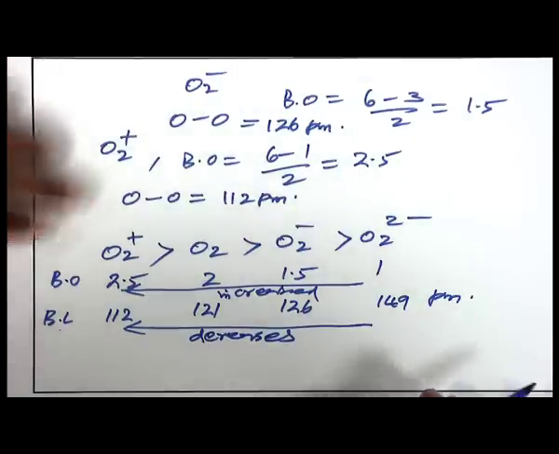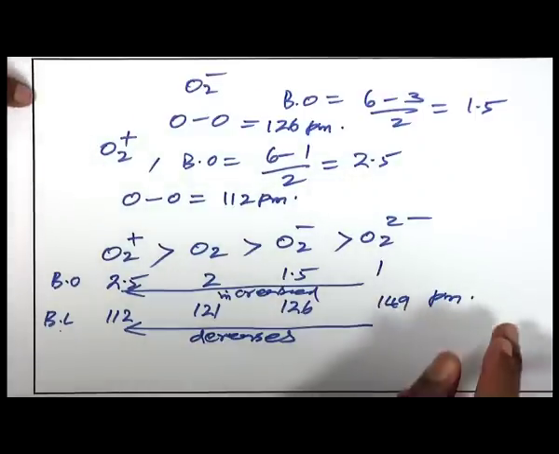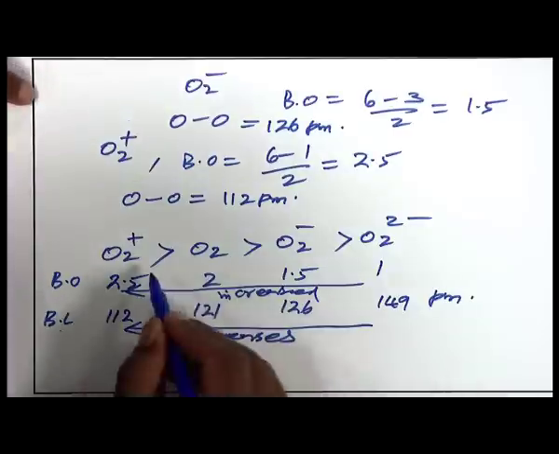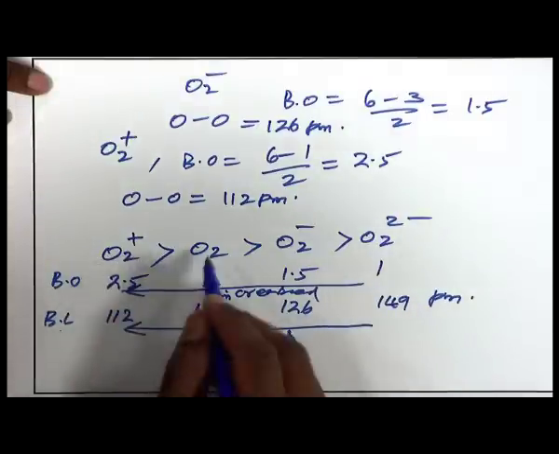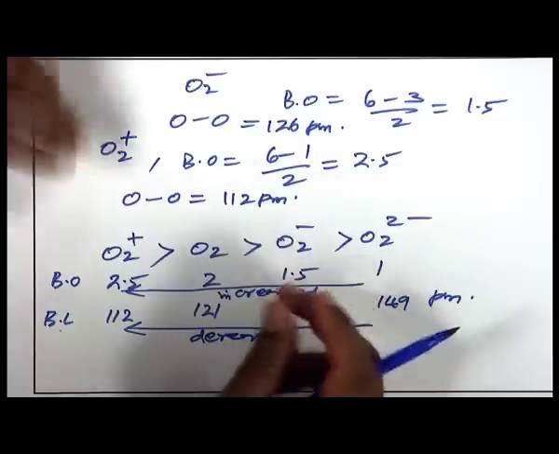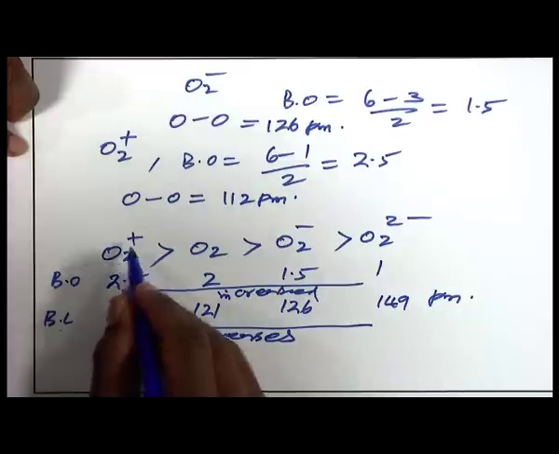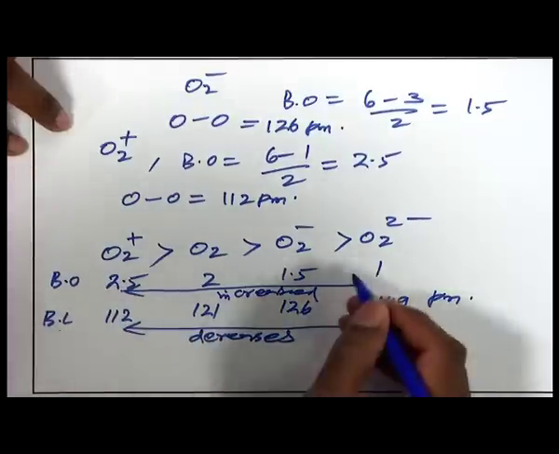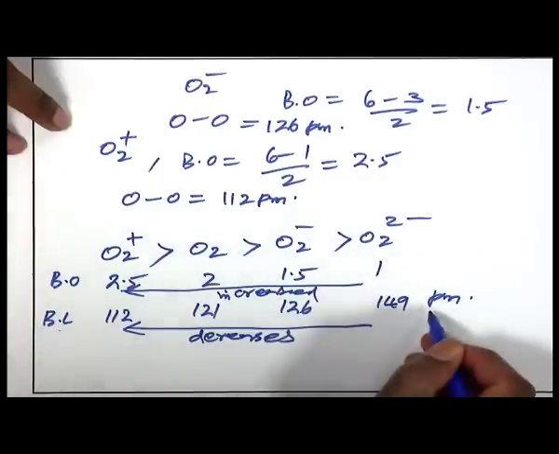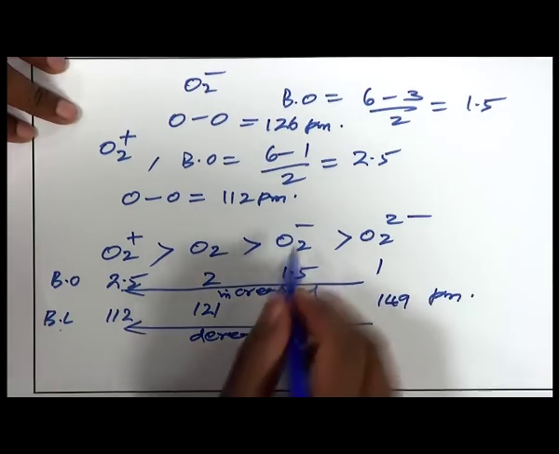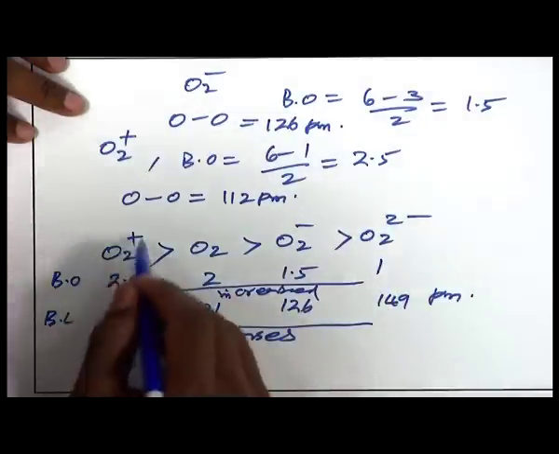So you have to remember that when electrons are added, they go to the highest orbitals. In the case of O2, they go to the antibonding orbital. When electrons are added to the antibonding orbital, bond order decreases. When electrons are removed from O2, it is the highest orbital electrons that are removed. The highest orbital in O2 is the pi star orbital, so when electrons are removed from pi star, the bond order increases. That is why in O2 plus the bond order is 2.5. When electrons are added to the antibonding orbital, bond order decreases. That is why in O2 2 minus the bond order is 1 and the bond length is longer. So remember, plus means subtraction of electrons and minus means addition of electrons.